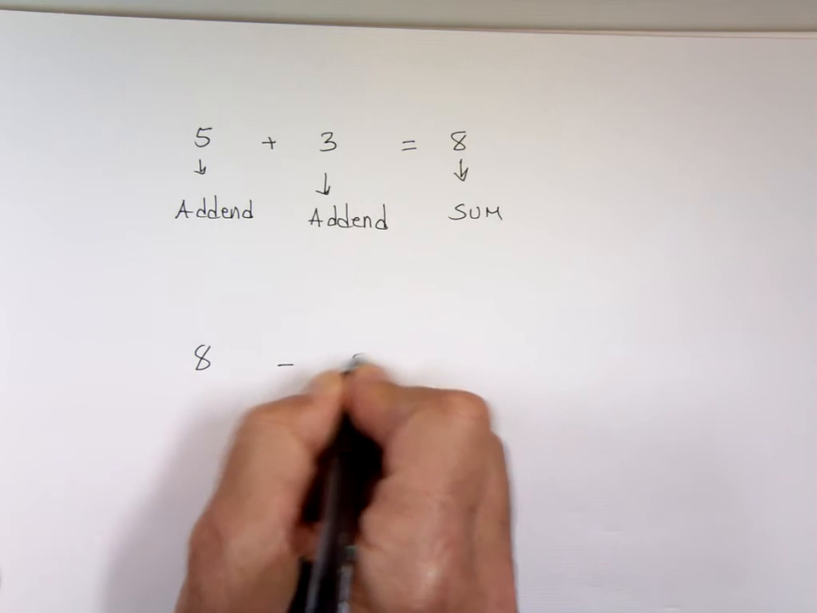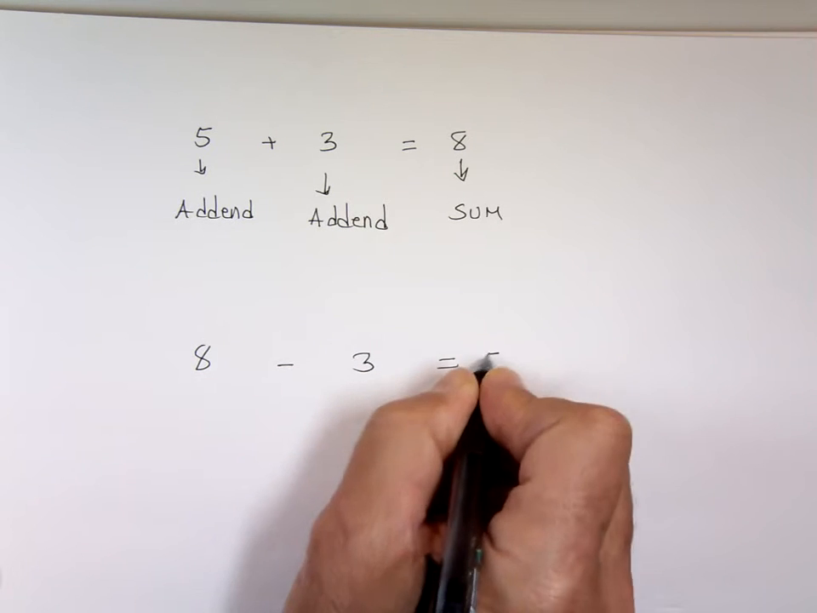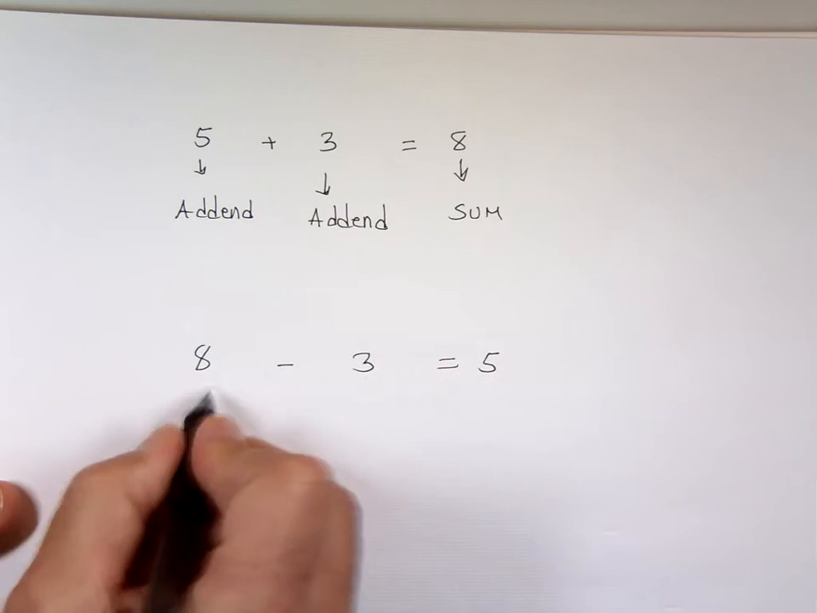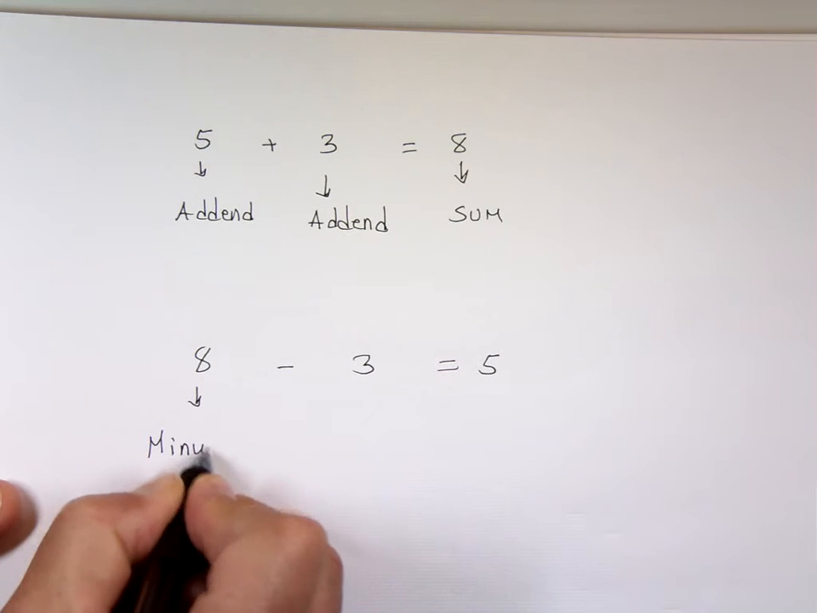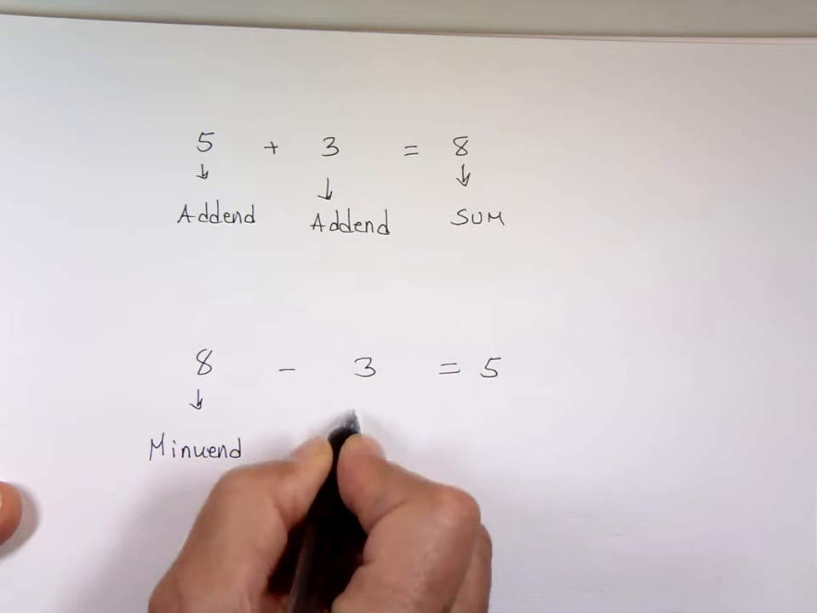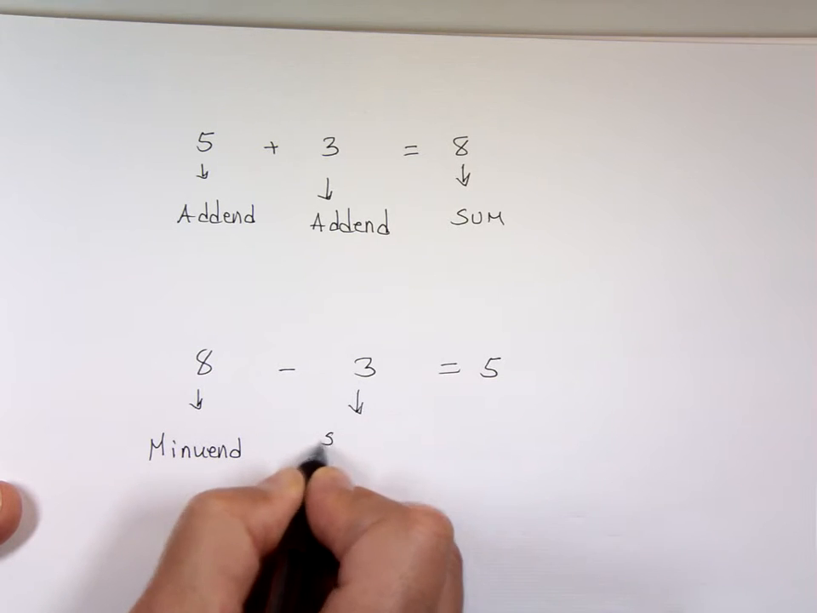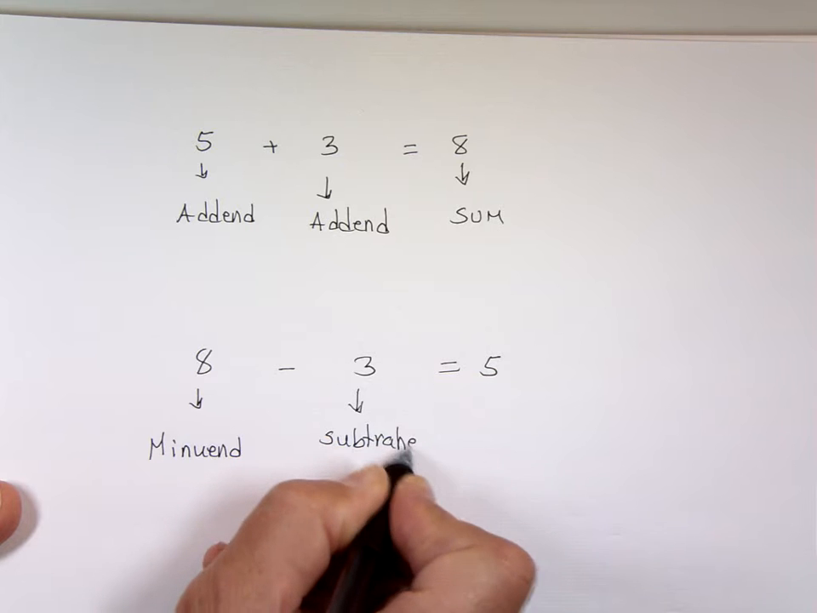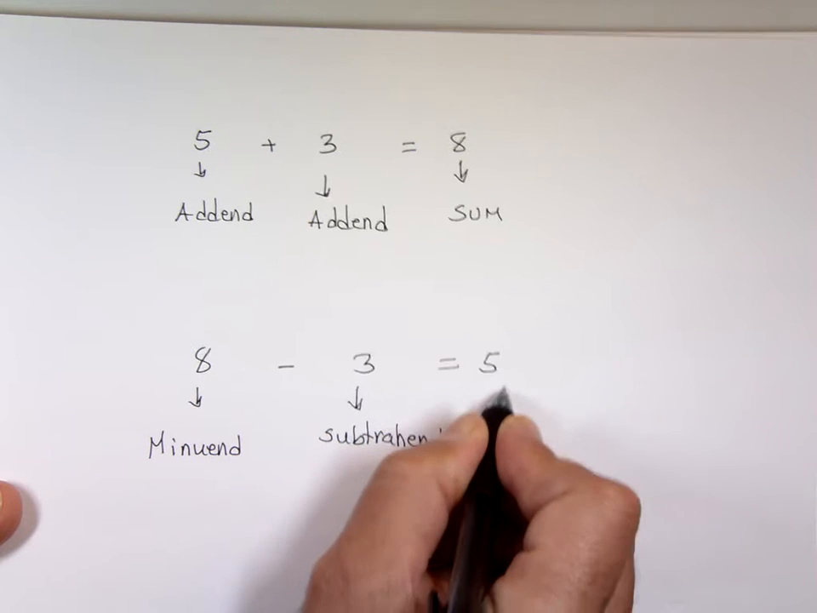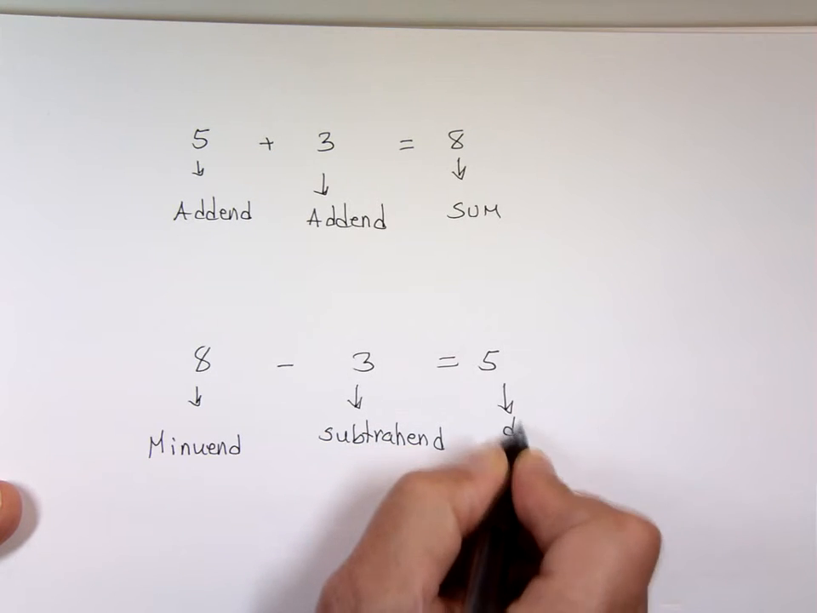8 minus 3 equals 5. This one is called the minuend. This is known as subtrahend. And the answer is known as the difference.